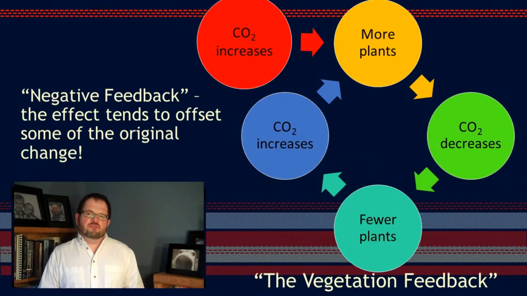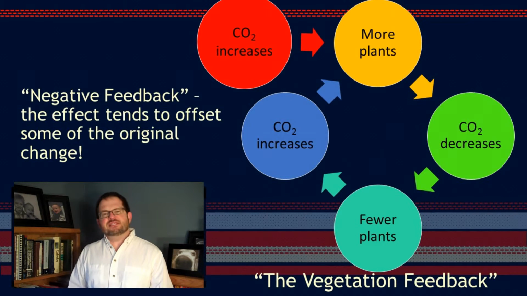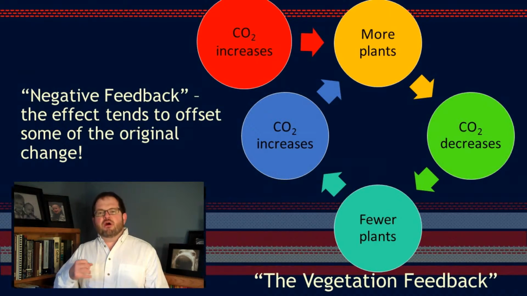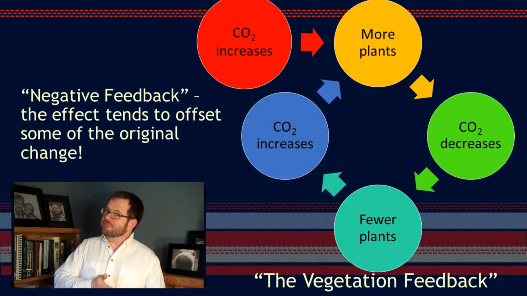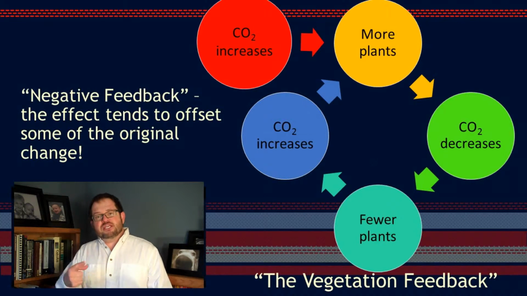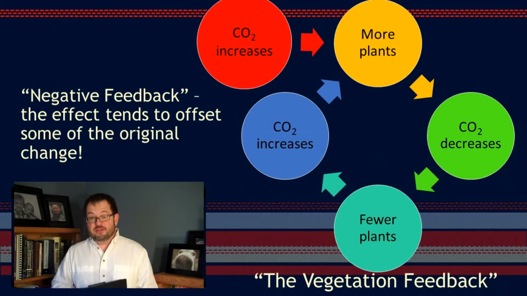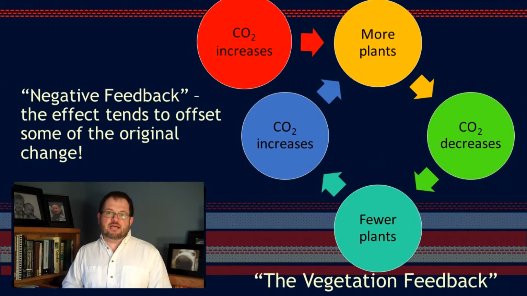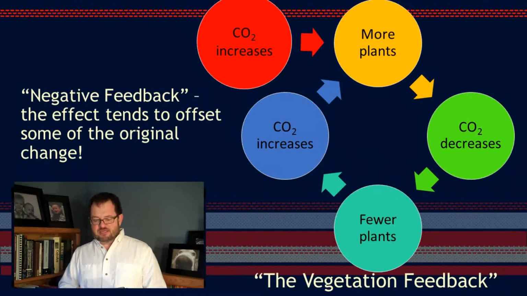We'll use slightly different versions of those diagrams as we go along, but this is an effect that tends to offset some of the original change. Yes, we added carbon dioxide to the atmosphere, but we made more plants, and the plants took more carbon dioxide out of the atmosphere. That particular feedback is called the vegetation feedback, and it's one of a whole mess of feedbacks we're going to learn about in this lecture.